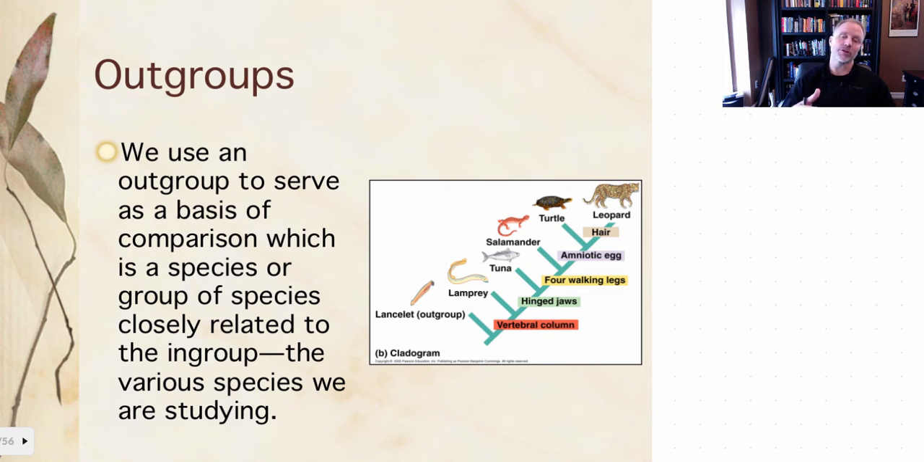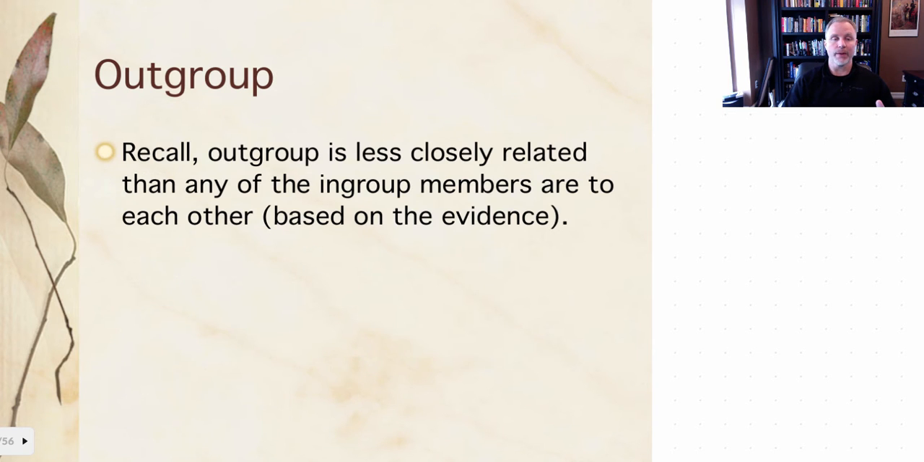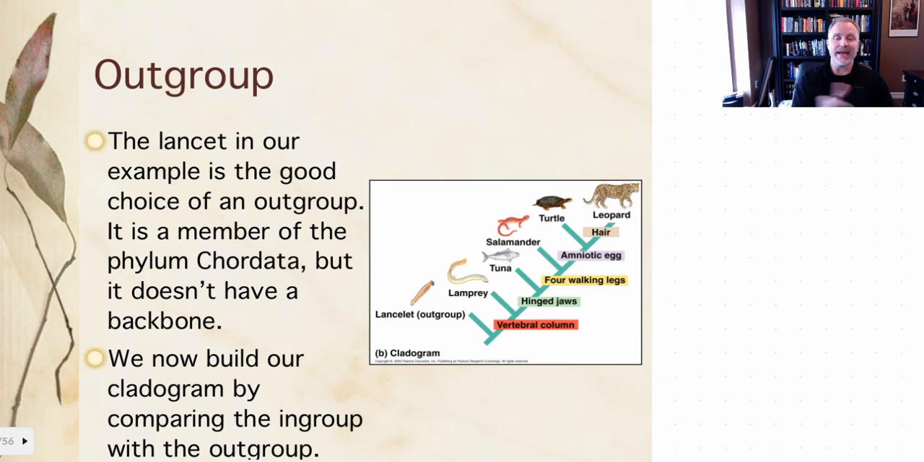But the outgroup is chosen because members of the in-group may at some point possess something that the outgroup has. For instance, this outgroup is less closely related than any of the in-group members are to one another, based on the evidence that we have. So the lancet is a good example of an outgroup because it's a member of the phylum Chordata, which all of the others are as well. Okay, the lancet itself, even though it belongs to the phylum Chordata, has a notochord during its development and then on through its life.